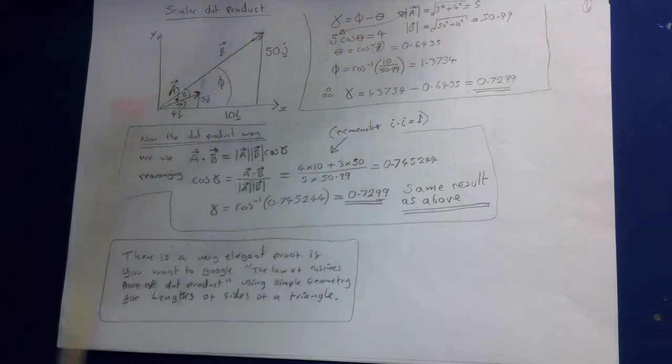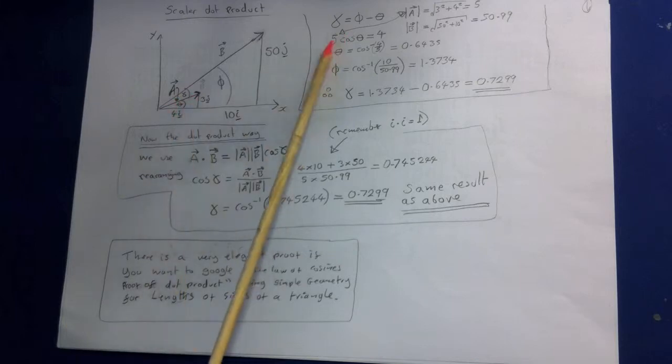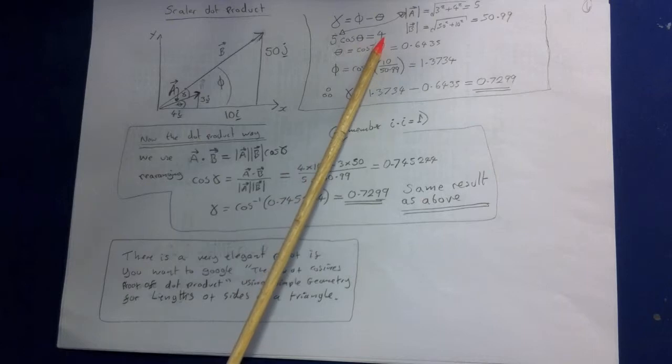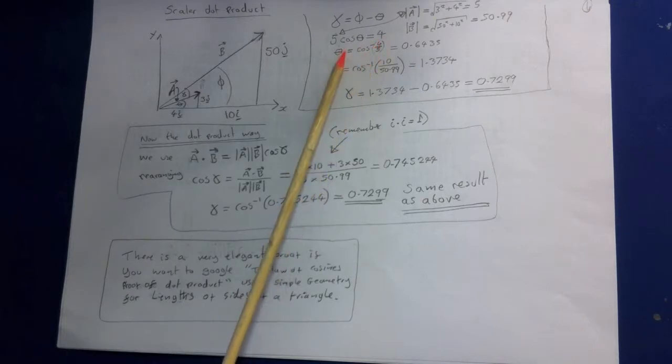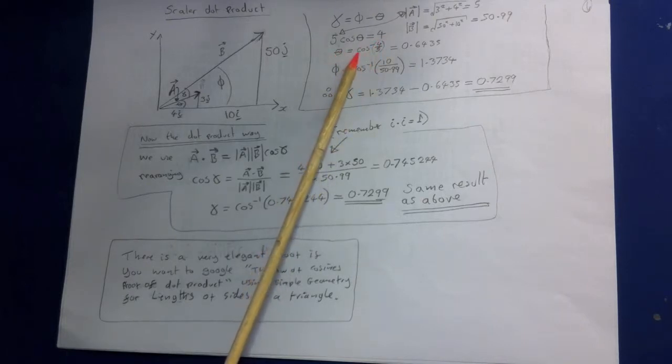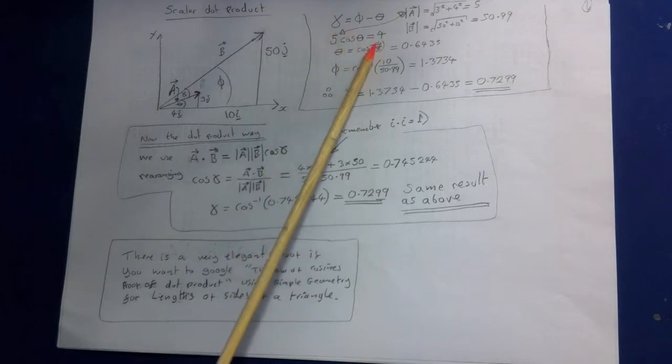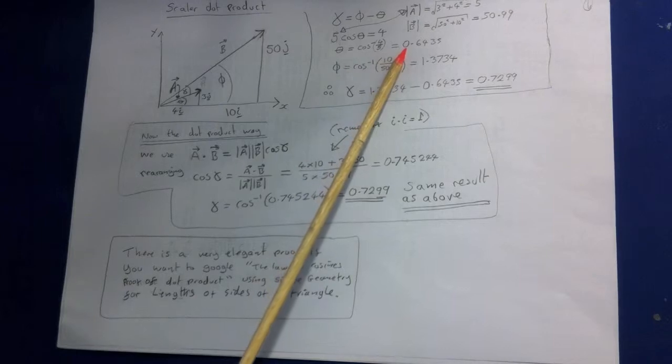Now we know that this length here, although it's 4i, we can also say it's the magnitude of a times cosine theta. Remember that cosine theta is adjacent divided by hypotenuse, so we can write this down straight away. We can write 5 cosine theta equals 4, and then solve for theta. We rearrange the 4 over the 5 like I've done, and then take the inverse cosine in a calculator, and we get that.